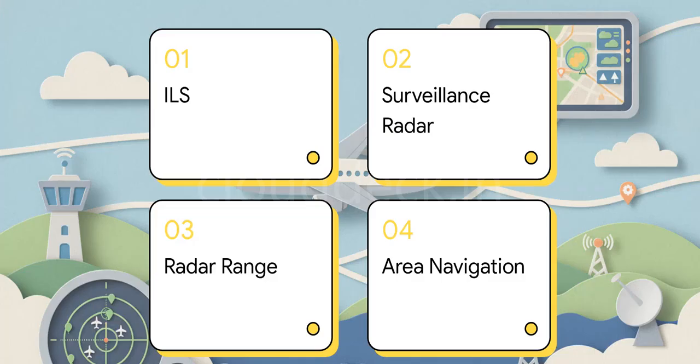Okay, let's dive into this. Here's our quick roadmap for today. First up, Instrument Landing Systems, or ILS. Second, surveillance radars, both primary and secondary. Third, we'll hit radar range and ambiguity calculations. And finally, wrap it all up with modern area navigation, or RNAV.